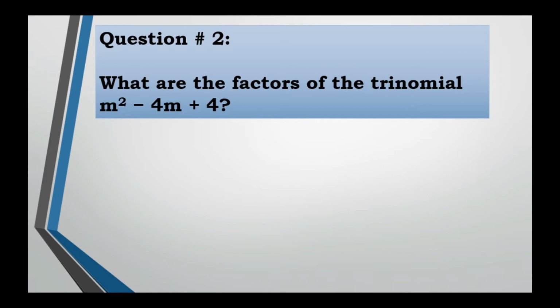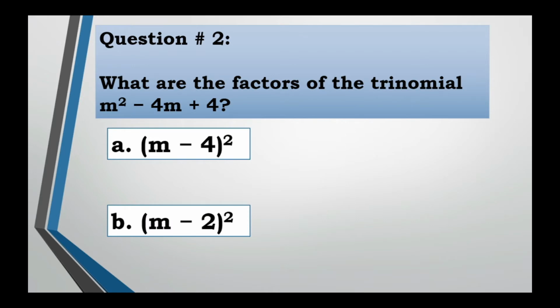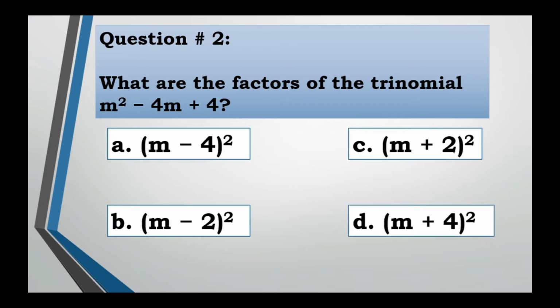Question number 2. What are the factors of the trinomial m squared minus 4m plus 4? Letter A, the square of m minus 4. Letter B, the square of m minus 2. Letter C, the square of m plus 2. Letter D, the square of m plus 4.